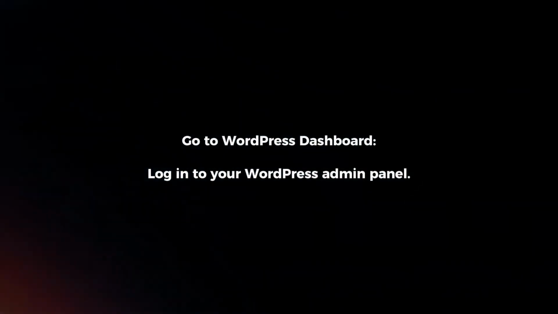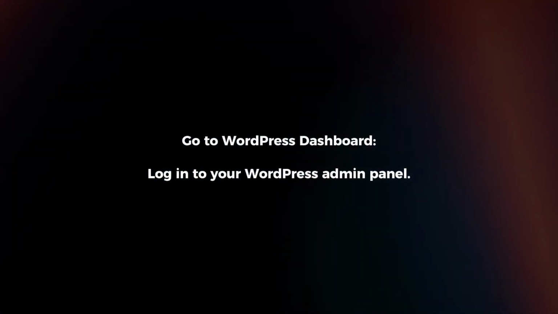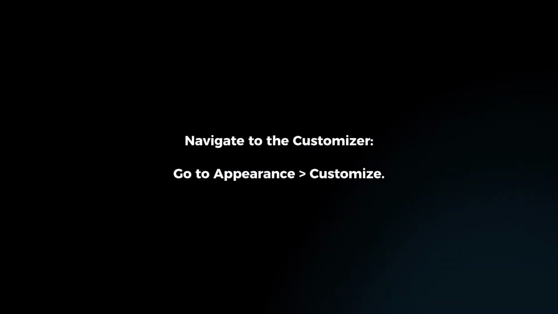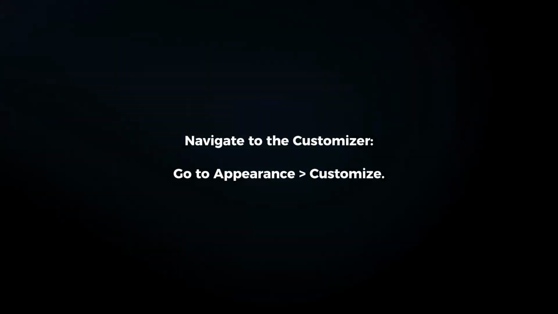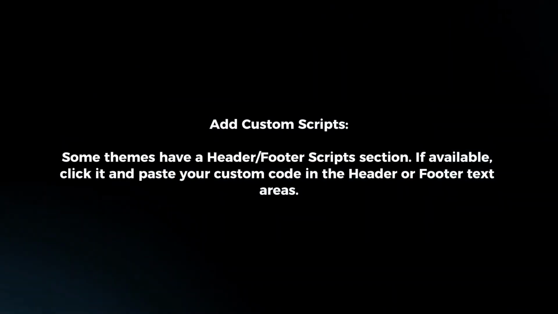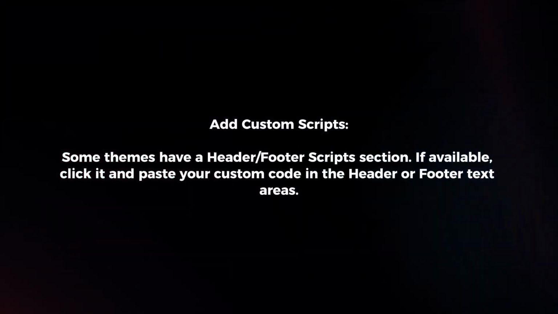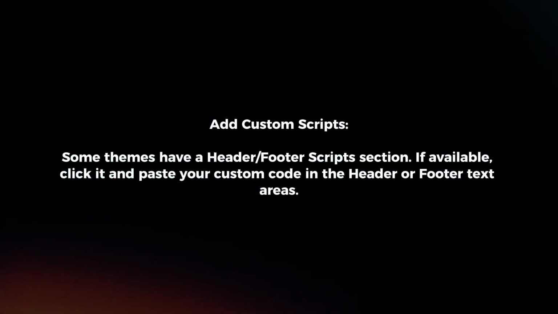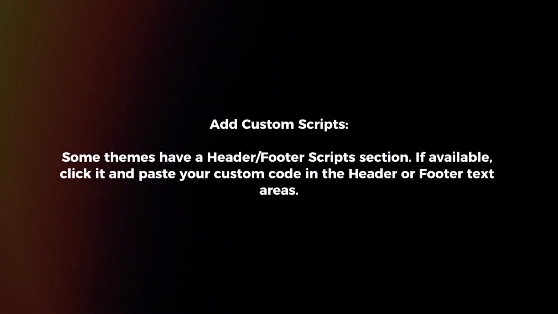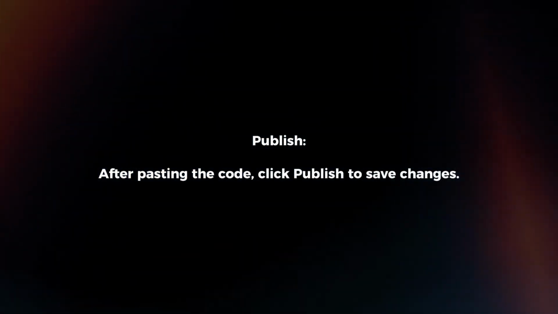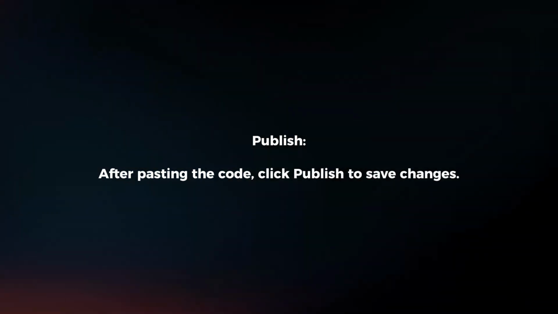Using the theme customizer: go to the WordPress dashboard, log into your WordPress admin panel, and navigate to the customizer. Go to Appearance, Customize, Add Custom Scripts. Some themes have a header or footer script section. If available, click it and paste your custom code in the header or footer text areas. Publish. After pasting the code, click Publish to save changes.